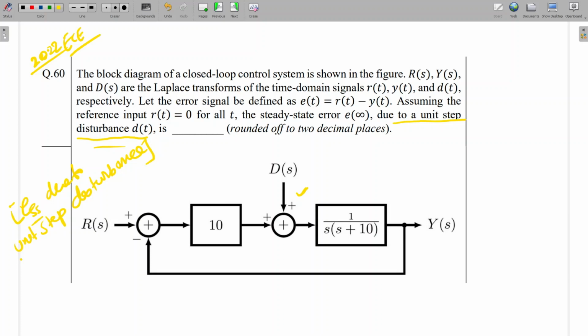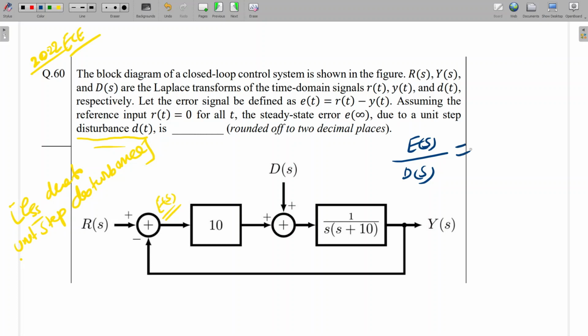So here we have to find the error due to the step disturbance. D of s is equal to 1 by s. So this is E of s, or E of infinity we have to find. You got the answer? Should I solve it? Yes, sir. Please solve it. Okay, let's see. I'm not writing the formula directly. So I will write E of s divided by D of s.